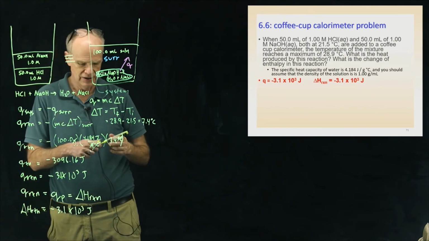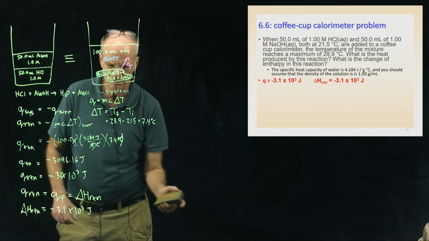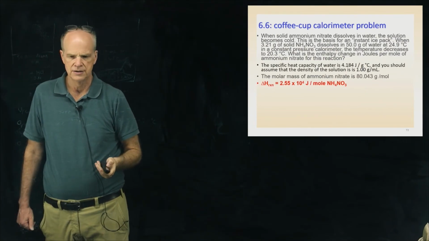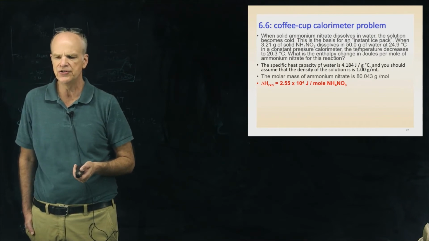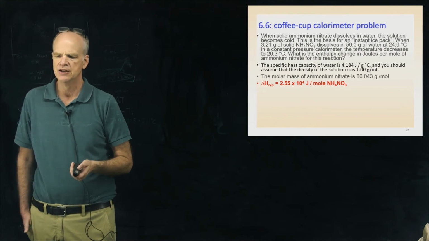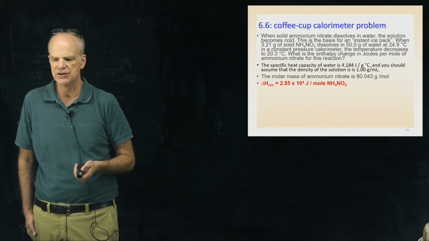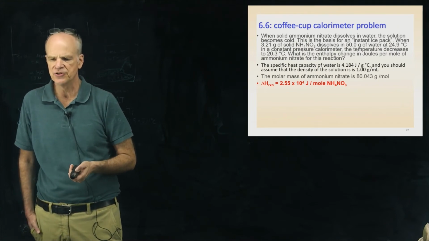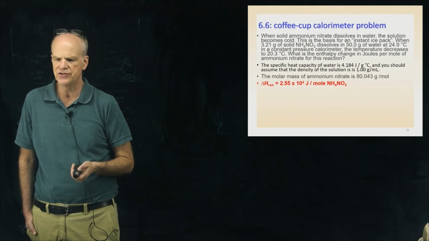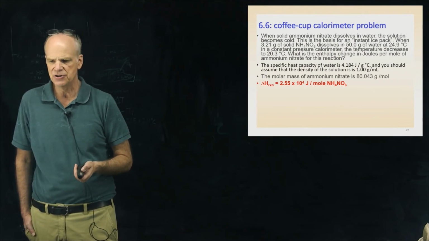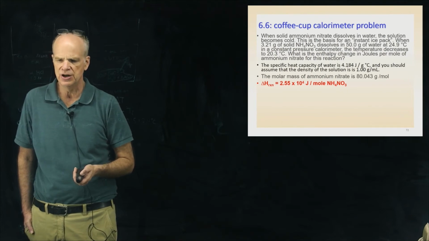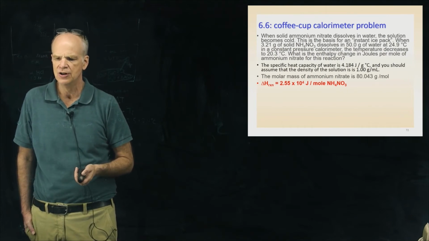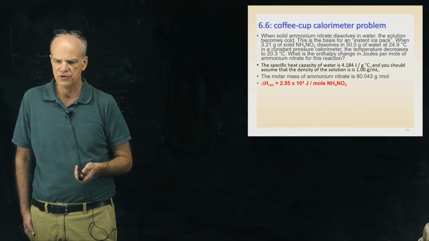Okay. All right, so let's move on to the next problem. When solid ammonium nitrate dissolves in water, the solution becomes cold. This is the basis of an instant ice pack. When 3.21 grams of solid ammonium nitrate dissolves in 50 grams of water at 24.9 degrees Celsius in a constant pressure calorimeter, the temperature decreases to 20.3 degrees Celsius. What is the enthalpy change in joules per mole of ammonium nitrate for this reaction?